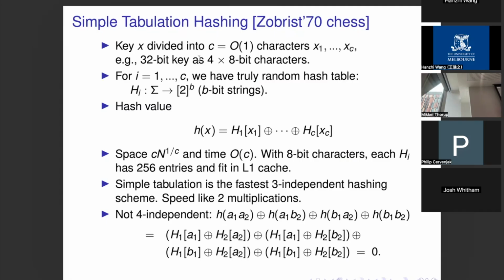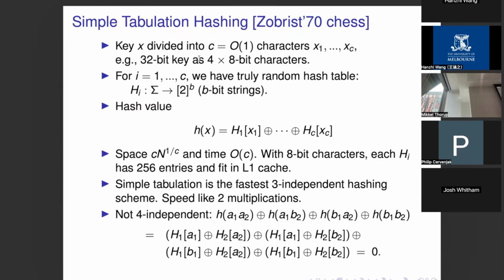Well, terrible is strong words, but we talk about things that require high independence, like linear probing, which is one of my favorite targets, or favorite things to implement. It's not 4-independent. And why is that? Well, we just look at 2-character keys, where in each position we have 2 characters, and we look at the 4 combinatorial combinations. Here are the 4 keys.